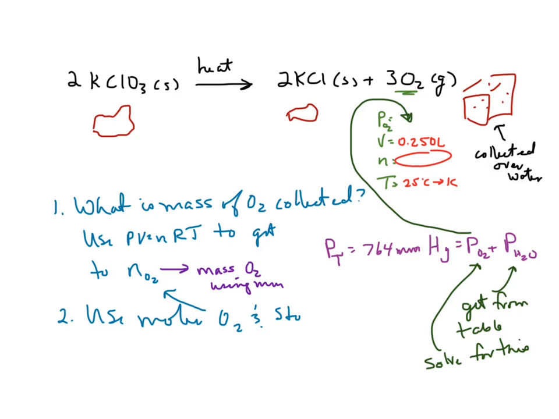And then the second part is what is the mass of KClO3 that was decomposed. We can use these moles of O2 and stoichiometry, the 2 moles to 3 moles ratio, to get the moles of KClO3. Then we can use the molar mass of KClO3 to get to the mass of KClO3. So that's basically what we're going to do.